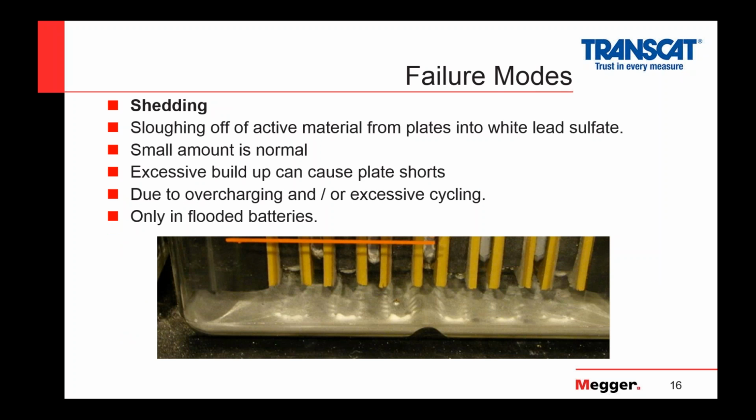Shedding. This failure mode only affects VLA batteries. It's the sloughing off of active material from the plates. The lead alloy turns into a white lead sulfate, and it drops. This is a normal characteristic of the battery. However, a small amount is very normal. So if I look at a vented lead acid battery that's been in the field, say 5 years, I should see just a very basic dusting there. If I see something like this image here, that's a flag. That tells me there is something wrong, okay?